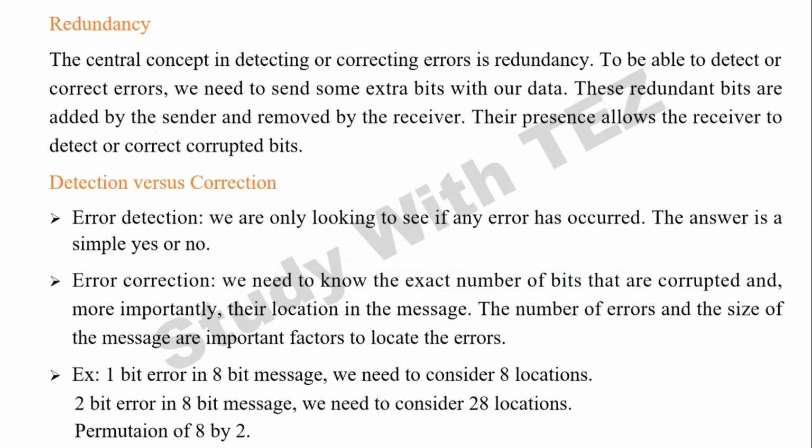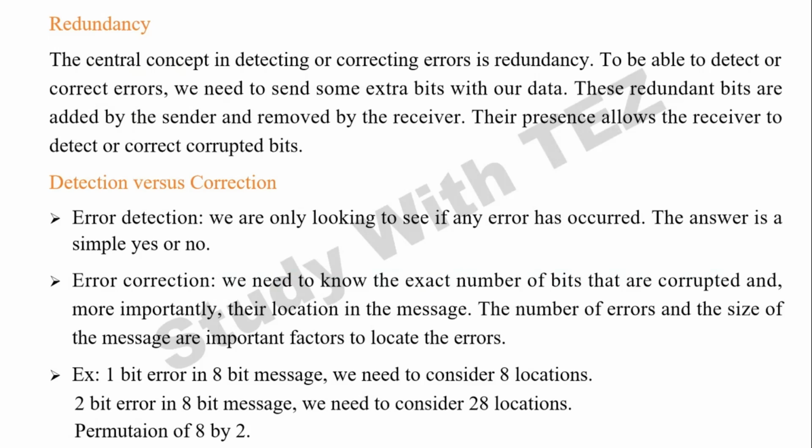Moving further, once we know there is an error, how do we identify or detect the error and how do we correct it? To do error detection or correction, the central concept is redundancy. To detect or correct errors, we need to send some extra bits with our data. These redundant bits are added by the sender and removed by the receiver. Their presence allows the receiver to detect or correct the corrupted bits.